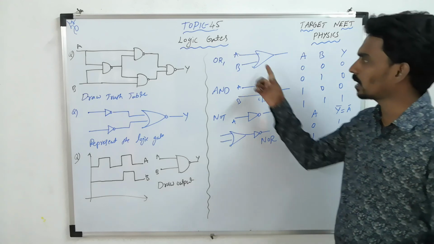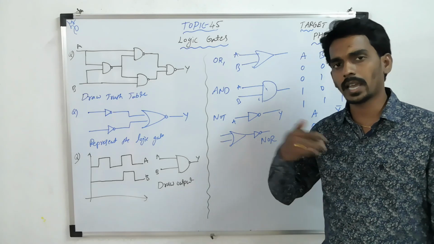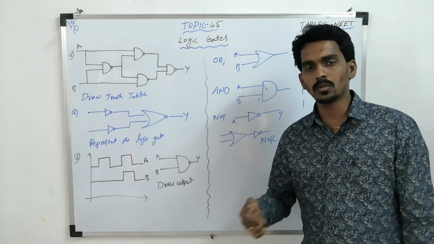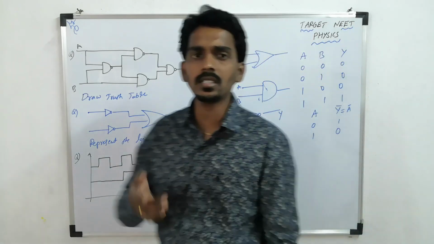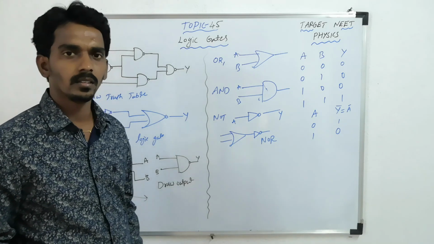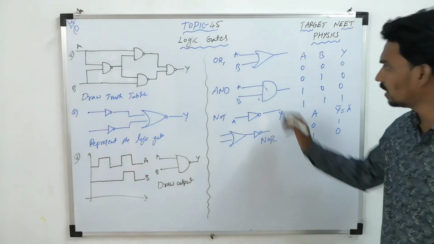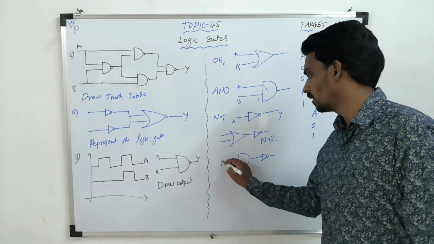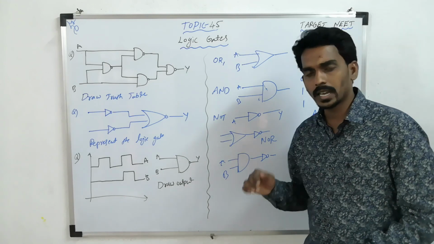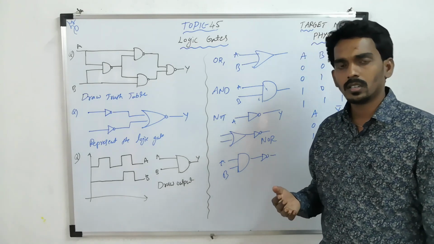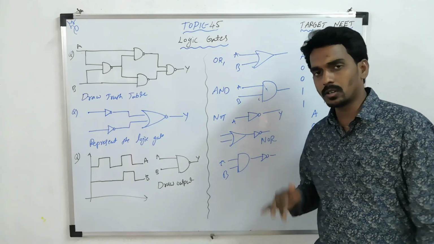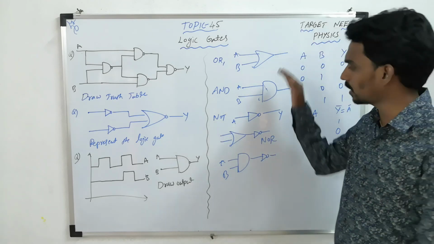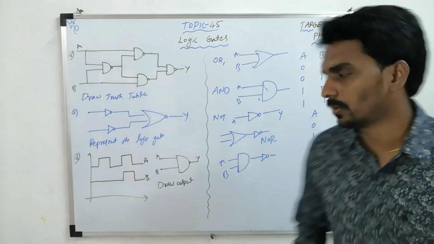What was the truth table for the OR gate? Except for 0 0, every time 1. Now the NOR gate will be the reverse. Only for the 0 0 case the output is 1, and in all the remaining cases the output is 0. Now in the same way, consider the combination of AND with NOT gate, A, B. AND means except 1 1, every time 0. Now only for 1 1 the output is 0, and everything else will give output 1. That is how you remember the basic gates and their truth tables.